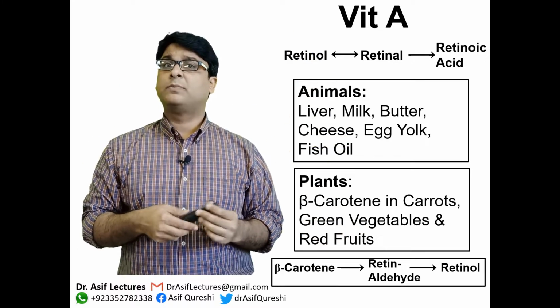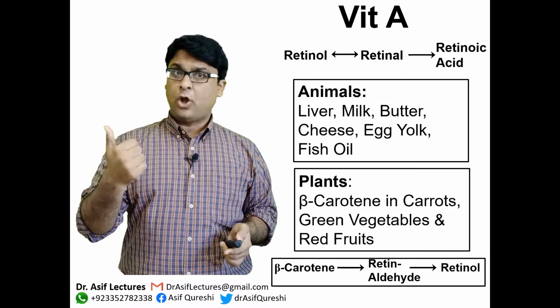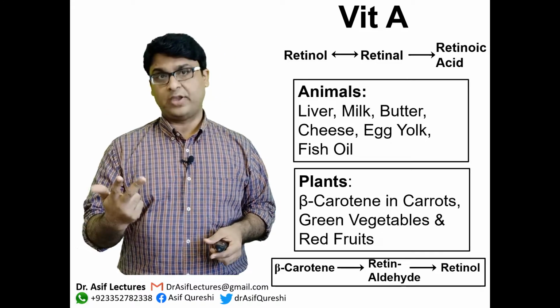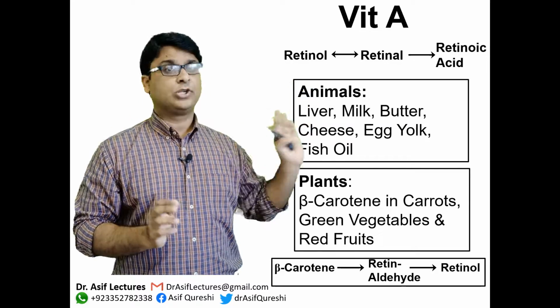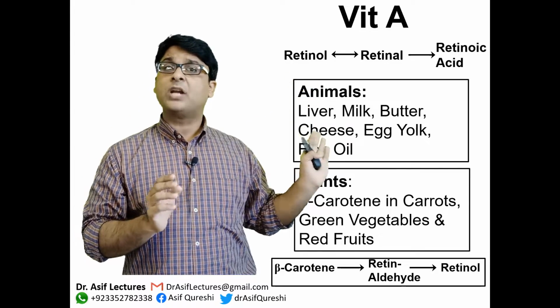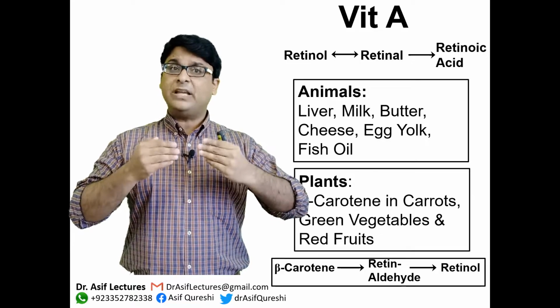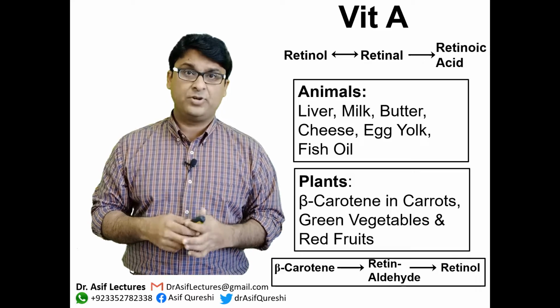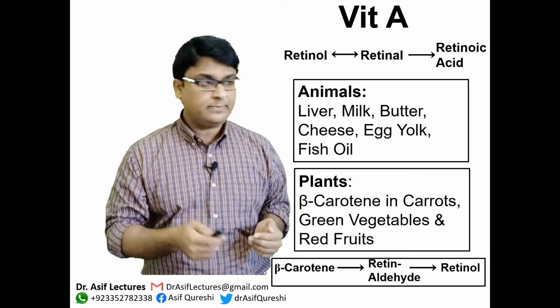How many biochemical structures exist in nature? 3. Retinol, retinal, and retinoic acid. Animal sources, from here. Plant sources, from here. And you remember that in plants, vitamin A is present as beta carotene, which is ultimately cleaved in your gastrointestinal tract, and retinol is produced, which you absorb finally, okay?